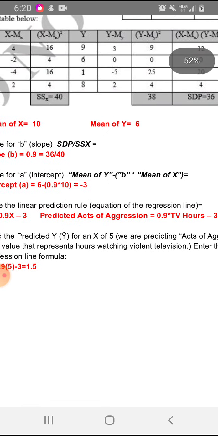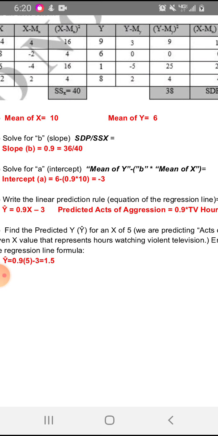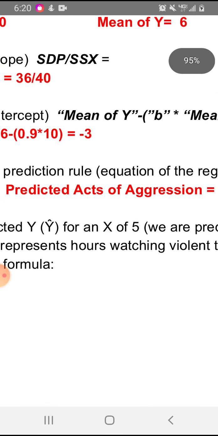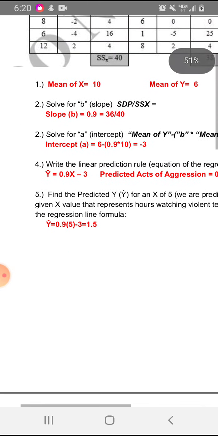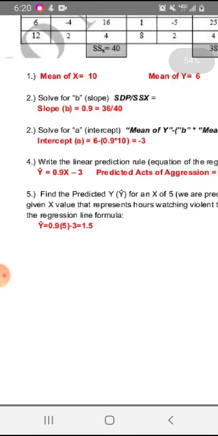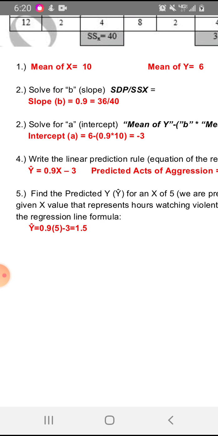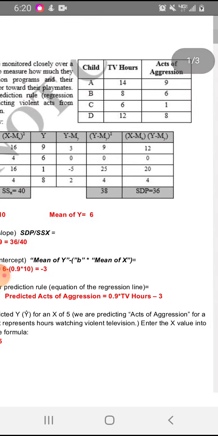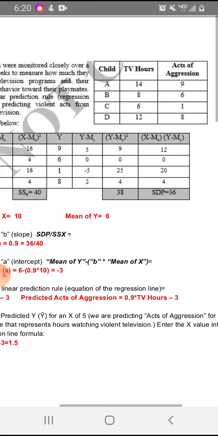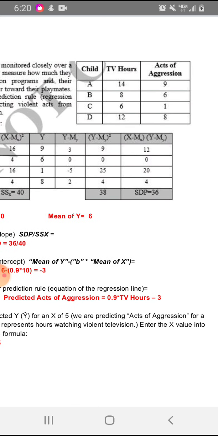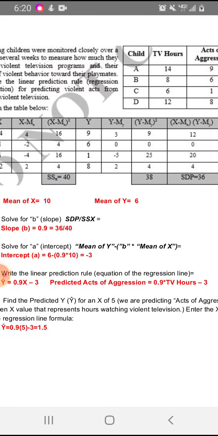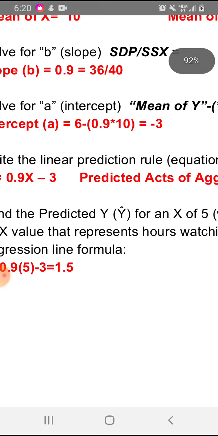Next question asks, just to predict what y would be if x was 5. So the way you do that is you just plug in 5 for x. You do 0.9 times 5 minus 3. That equals 1.5. So we are predicting that if we had an x of 5, we would get a y of 1.5. And if you look at it in terms of the question, if a child watched 5 violent TV hours, they would have 1.5 acts of aggression.